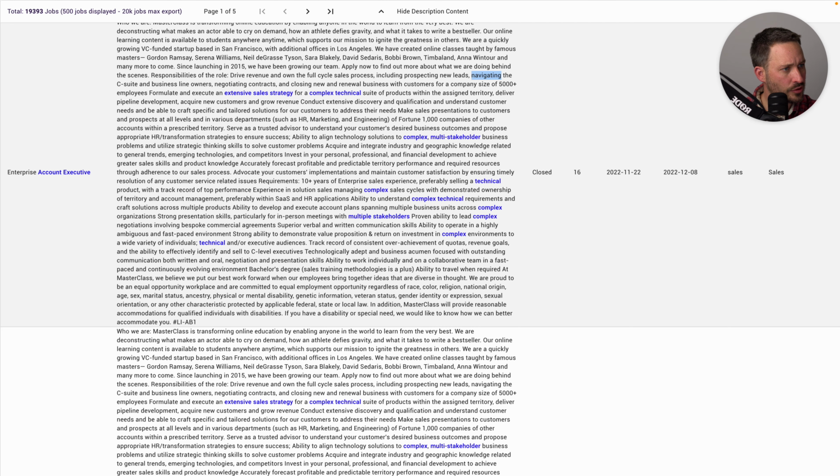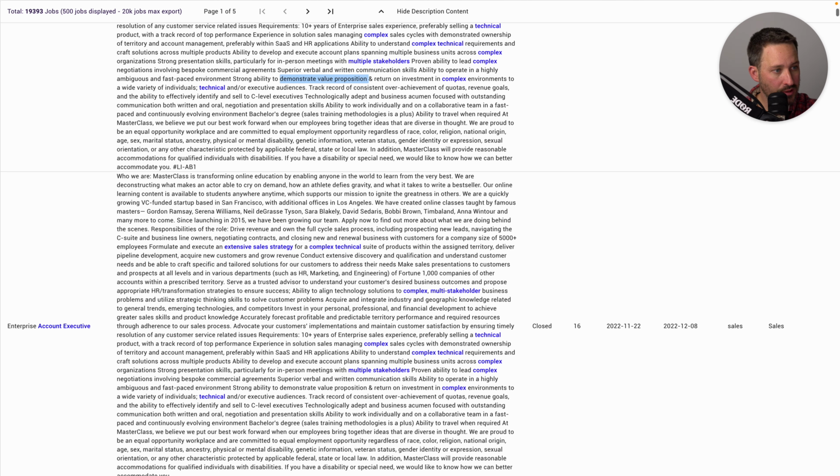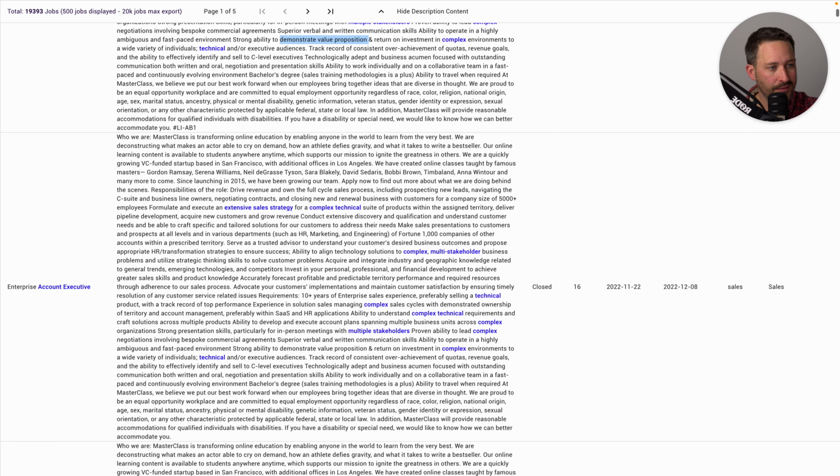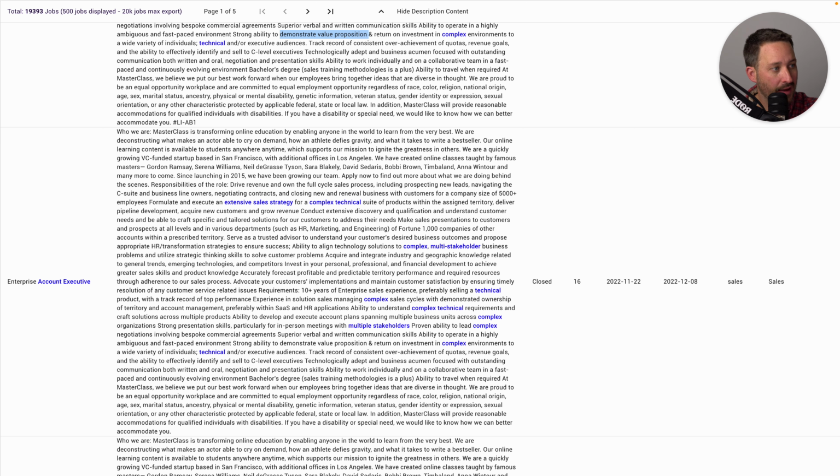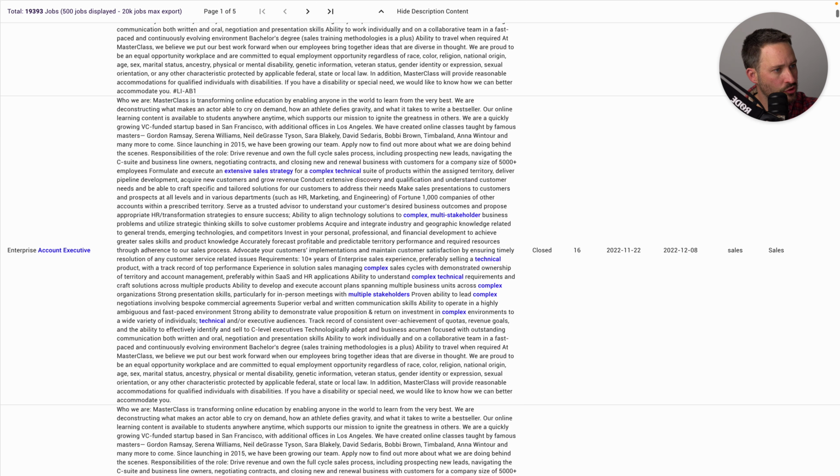Oh, a strong ability to demonstrate value proposition. That's probably a pretty good one. Now, we're not trying to rely on any single keyword here, but we're looking for the sum of keywords that mean that they have a complex sales cycle, which was what Trey's insight was here.